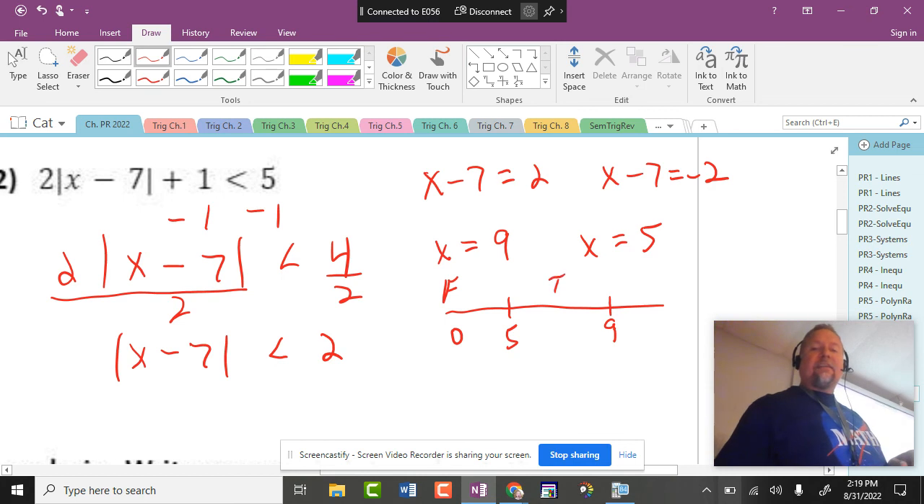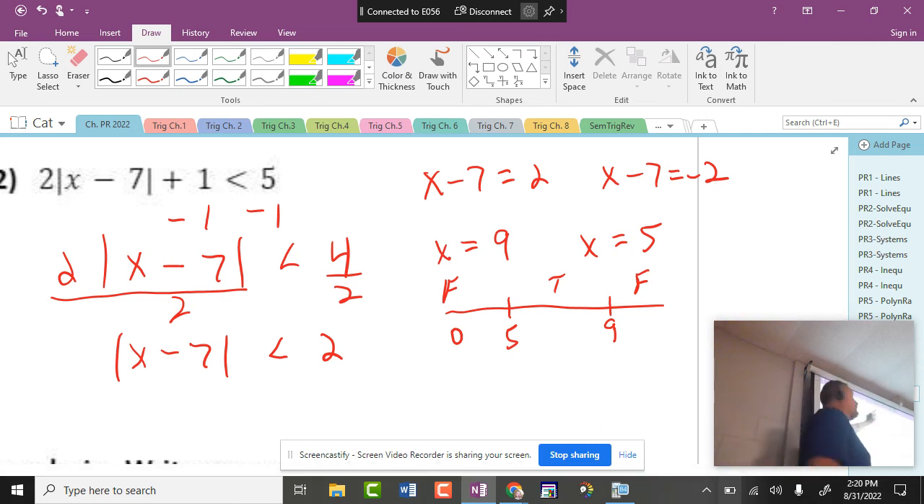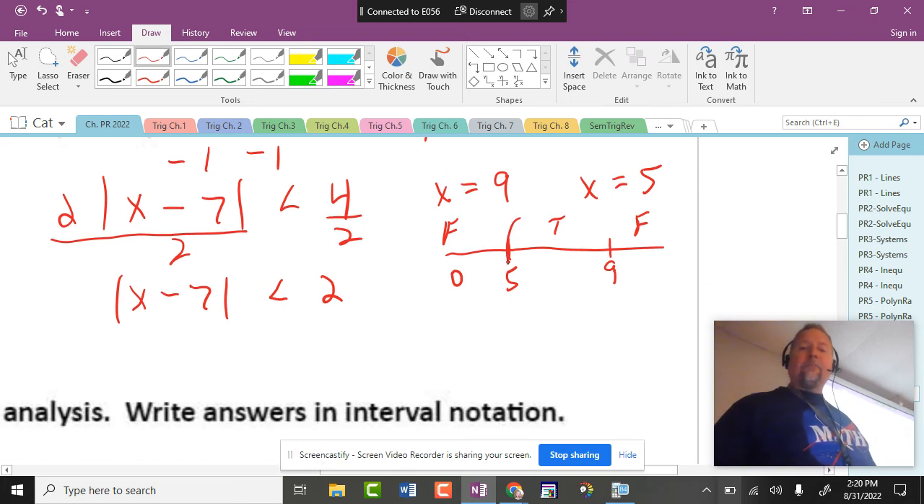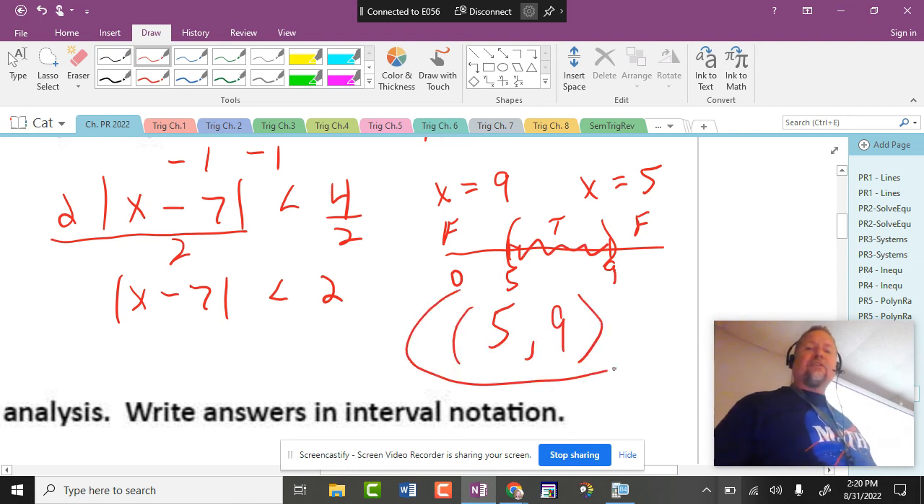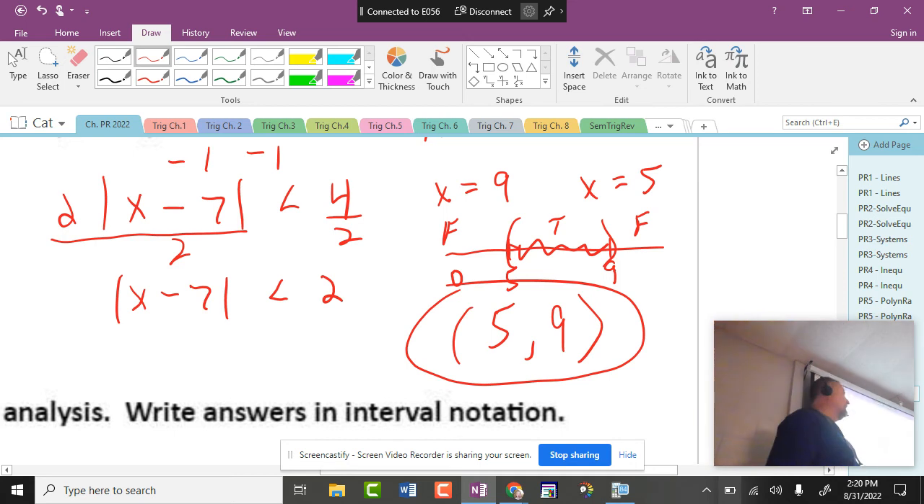So guarantee that this is going to happen. But let's check. 6. 6 minus 7 is negative 1, but then 1. 1 times 2 is 2. 2 plus 1 is 3. 3 is less than 5. So I proved the true, and then I could check after 9, 10, and it would be false. So therefore, it is everything in between, and it's not equal to, so it is 5 comma 9, which is so weird for interval notation because it looks like a coordinate. It's not. This means all x is between 5 and 9, not including 5 and 9.